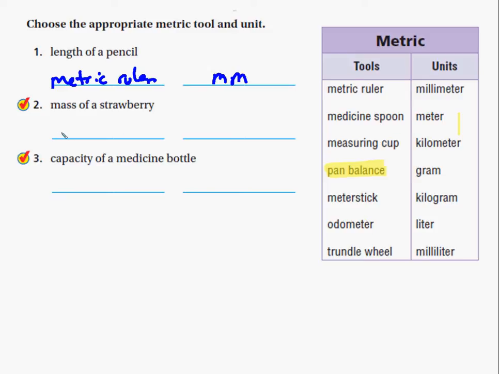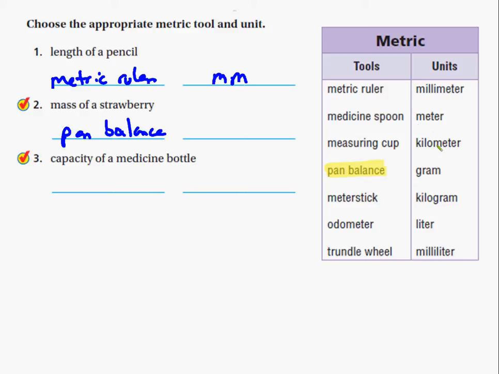And that makes sense. I could put a strawberry on one side and then just very small weights on the other to find the mass of a strawberry. And then, so let's see what units of mass we have here.